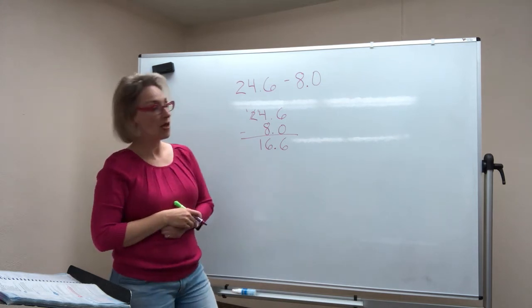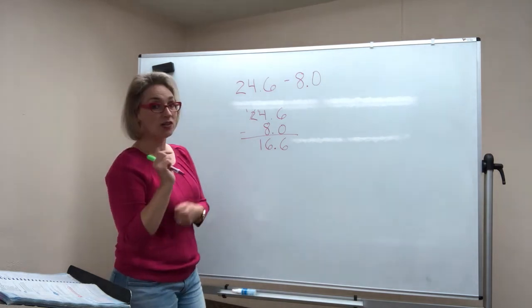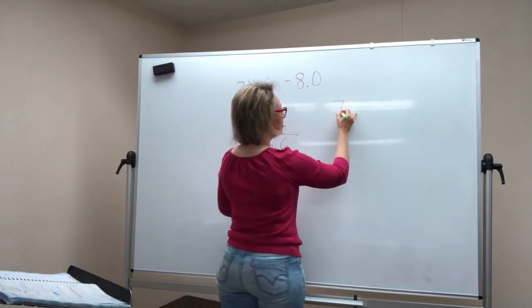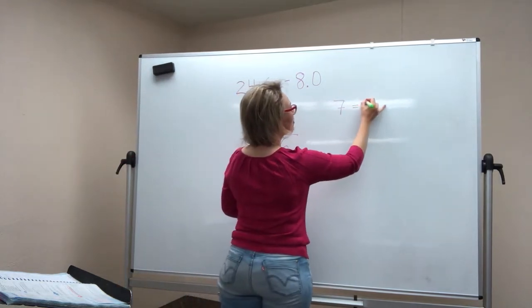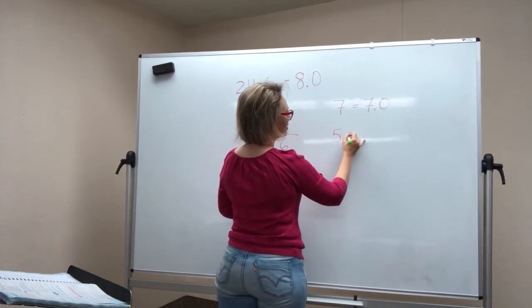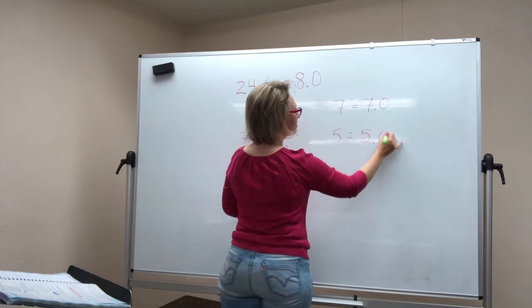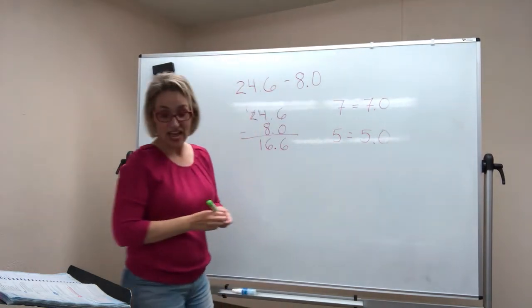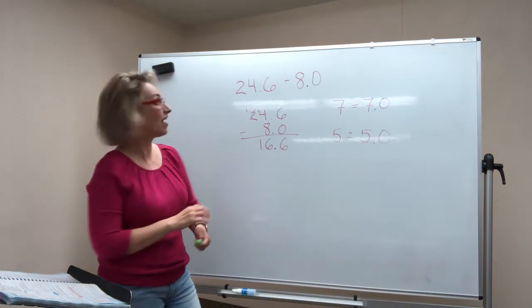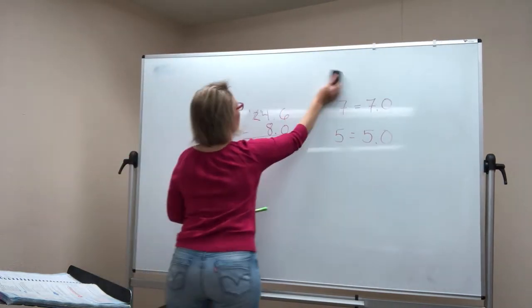Does that make sense? So when you have a whole number, just remember, if you have a whole number 7, that's the same as 7.0. Or if you have 5, that's the same as 5.0. Okay? When you think of it that way, these problems should be easy for you. All right, let's do one together.